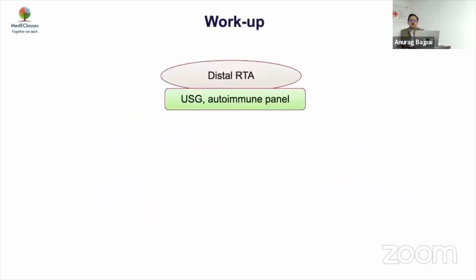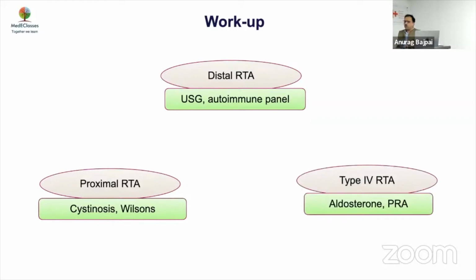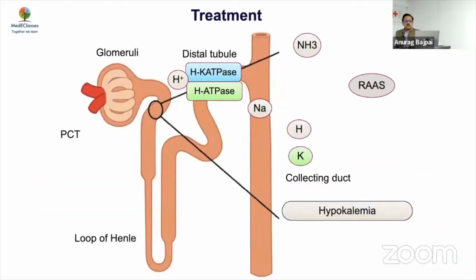The basic workup for distal RTA will include an ultrasound to look for nephrocalcinosis. I think all 4 of them had some, except for the one who was diagnosed very early. So nephrocalcinosis is very common. Proximal RTA we did not discuss because that's unusual at this point of time. For cystinosis and Wilson's, and type 4, aldosterone and PRA evaluation is required.